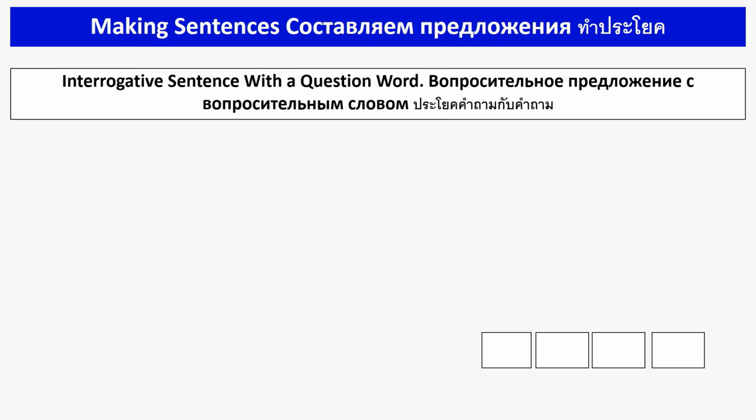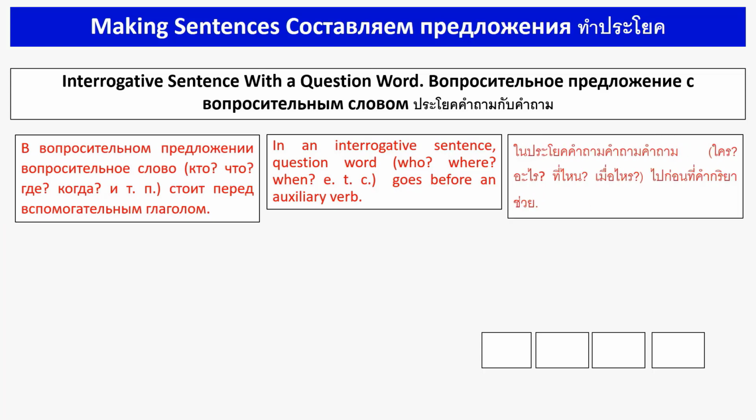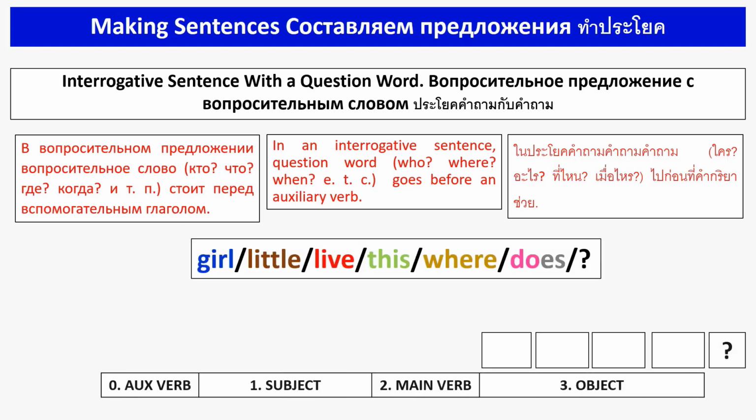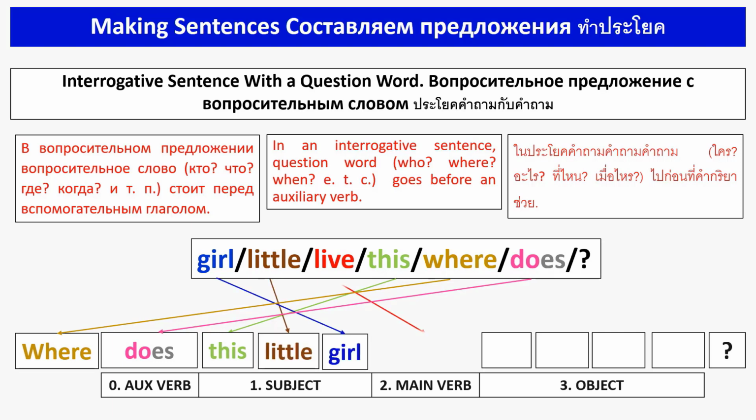Interrogative sentence with a question word. In an interrogative sentence, a question word, who, where, when, goes before an auxiliary verb. Where does this little girl live?